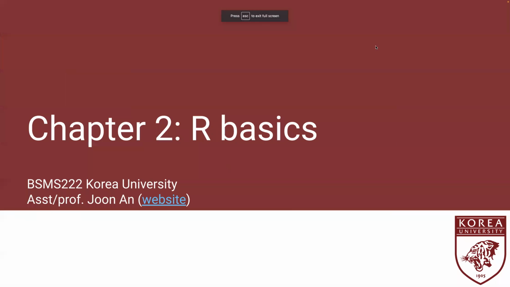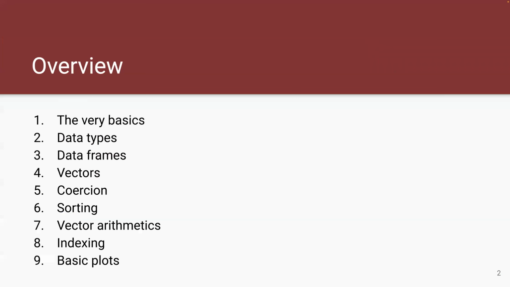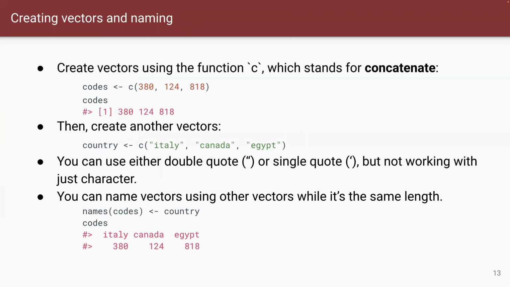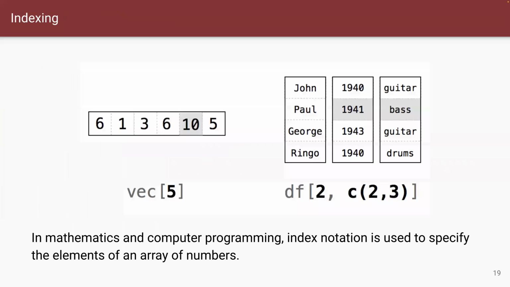Okay, let's see chapter 2 and quickly recap what we learned last time. Last time we learned the very basics of how we program and how we define variables in R. And we talked about data types like data frames, vectors, lists, and matrices. Then we briefly talked about coercion, where we convert numbers to characters in certain situations. And we also talked about the index system, which is a very basic thing when you do programming.